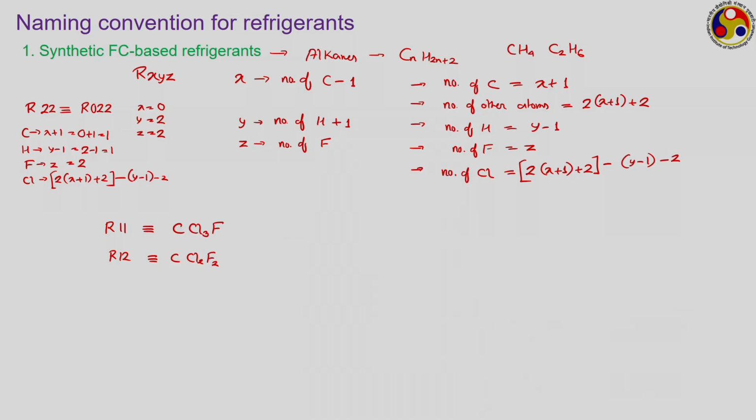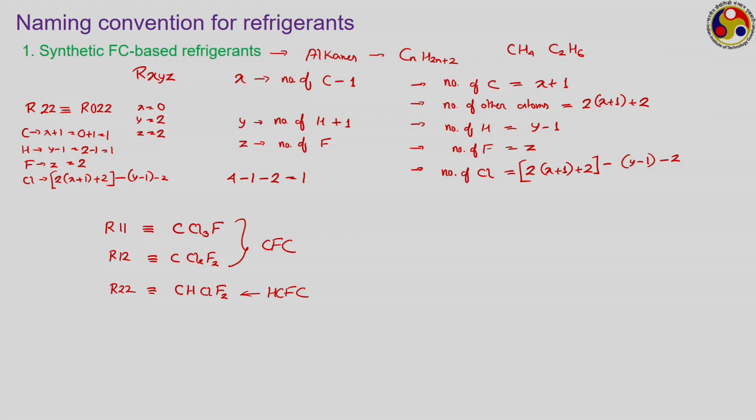Then the total number of chlorine: as there is only one carbon, the total number of other atoms will be twice the number of carbon plus 2, that is 4, minus 1 hydrogen minus 2 fluorine, which will be equal to 1. So R22 will be equal to CHClF2, as there is 1 hydrogen, 1 chlorine and F2. So the first two are CFCs, because in the molecular structure you have carbon, fluorine and chlorine, whereas this one is an HCFC, hydrochlorofluorocarbon, because hydrogen is also present there.